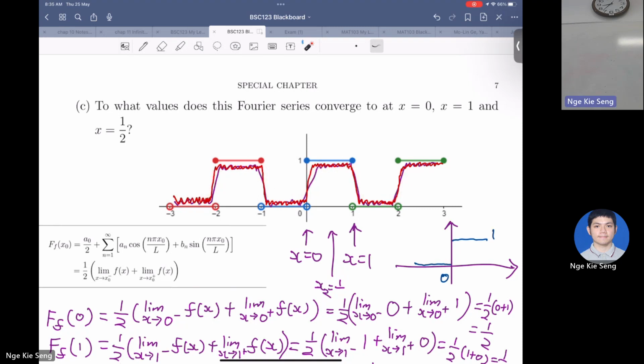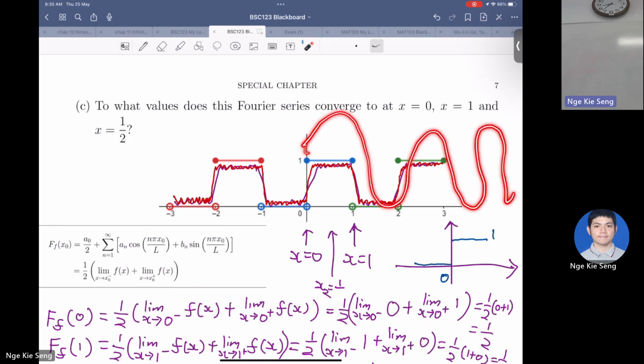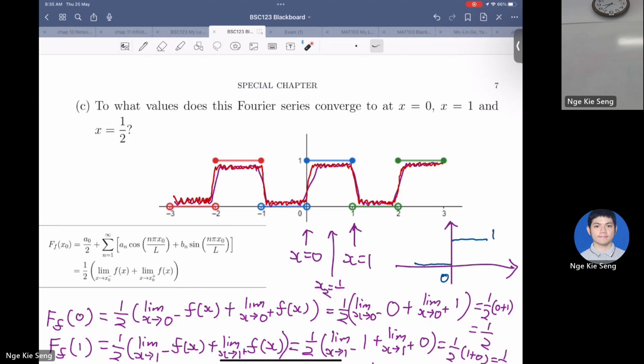So this is built using sine. Is it convincing that this is a sine graph? Because the sine graph is like this, right? But it is shifted up, so it's above 0. It's already shifted up.